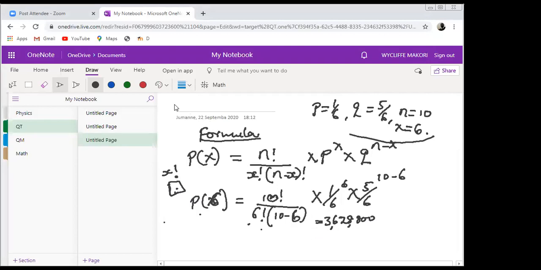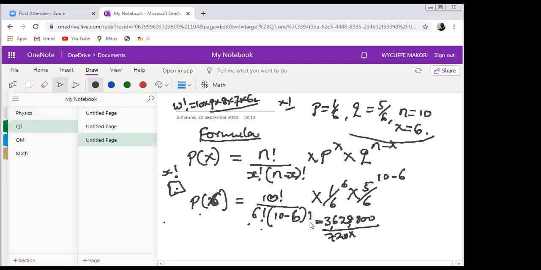Note, when we are talking about 10 factorial, it is the same as 10 times 9 times 8 times 7 times 6 all the way up to times 1. So that is what we mean by 10 factorial. Now, what about the 6 factorial? If you do 6, then shift, then that factorial button, you get 720. Exactly, 720.